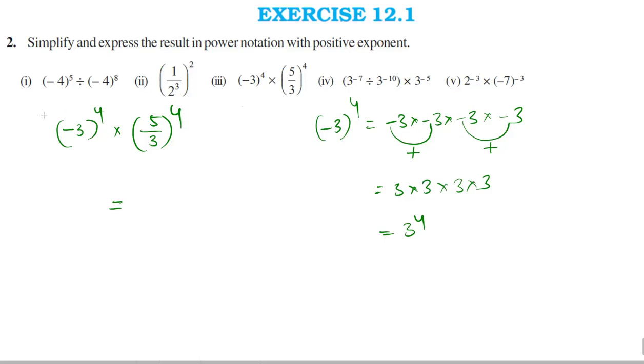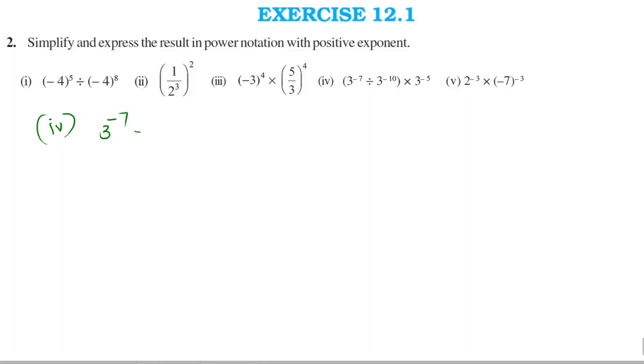So in the main question we can write like this. This is equal to 3 to the power of 4 into, this can be written as, 5 to the power of 4 divided by 3 to the power of 4. Now 3 to the power of 4 and 3 to the power of 4 get cancelled. The remaining value is 5 to the power of 4. That is the answer.